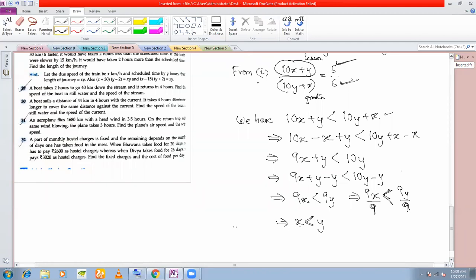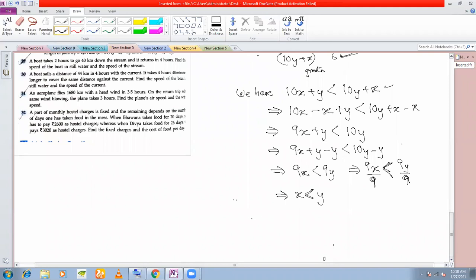That means if x is less than y, which one should I take, y minus x or x minus y? Y minus x I should take, right? Therefore, if x is less than y, that means y is greater than x. That means I can write y minus x must be equal to 1, according to the problem. And this will form our equation number 3.